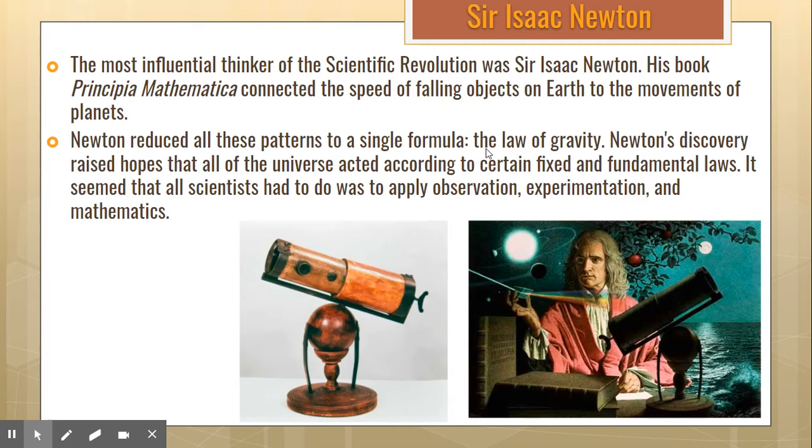Sir Isaac Newton. So the most influential thinker of the scientific revolution was Sir Isaac Newton. His book, Principles of Mathematics, connected the speed of falling objects on the earth to the movements of planets. Okay, so how fast your planet spins gives you your gravity, actually, how fast things fall to the Earth. So Newton reduced all these patterns to a single formula, which is called the law of gravity.